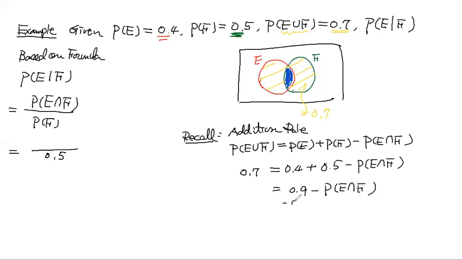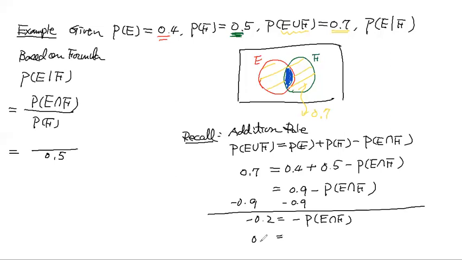Right now you minus 0.9 on both sides. So you will get negative 0.2 is equal to the negative probability of E intersection F. Then you divide by negative 1 on both sides. So you will get the probability of E intersection F is 0.2. That's how you find this area. So this blue area is 0.2 by using the addition rule, and I can put the 0.2 here.